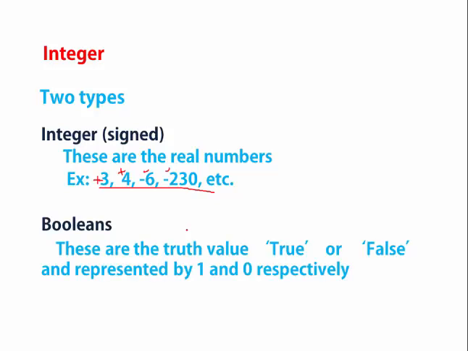And then comes the boolean. Boolean has two values, one is true and one is false. True is represented by 1 and false is represented by 0. So these are the two types of integer: one is integer signed and one is boolean. Boolean is also taken under integer only.